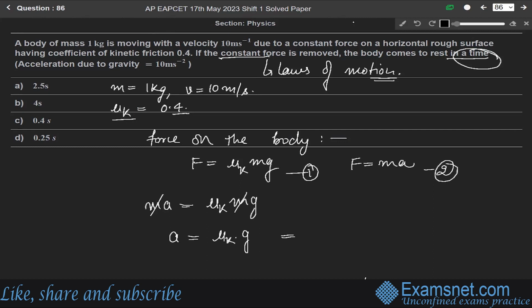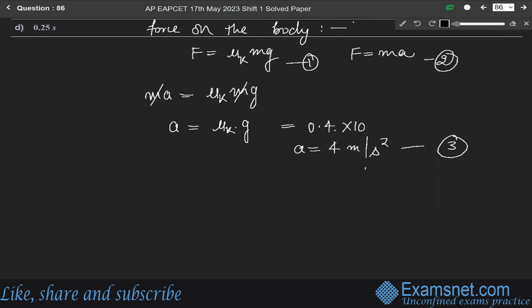And mu k is given as 0.4 and gravity is, let us say, 10. So acceleration will be equal to 4 meter per second square. Okay. Let us say this is equation 3. Now it is saying that if the force is removed, the body comes to rest. So we have to find the time at which the body comes to rest. Let us say at time t, the body comes to rest.